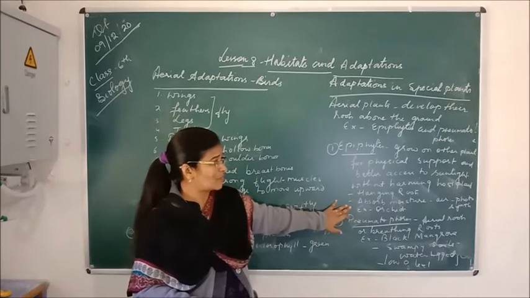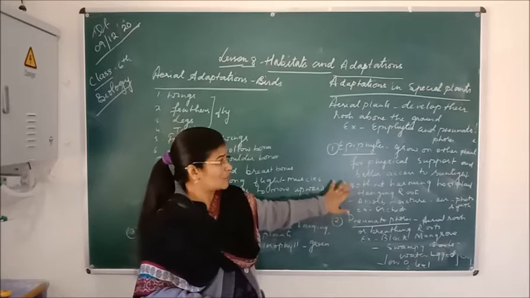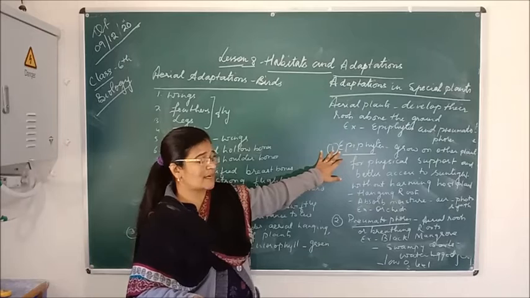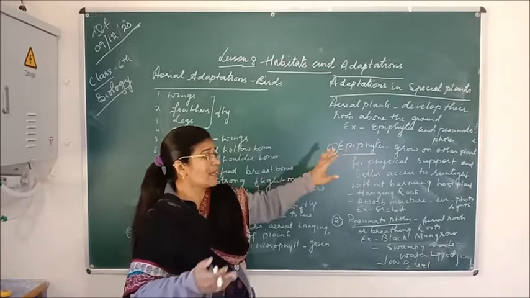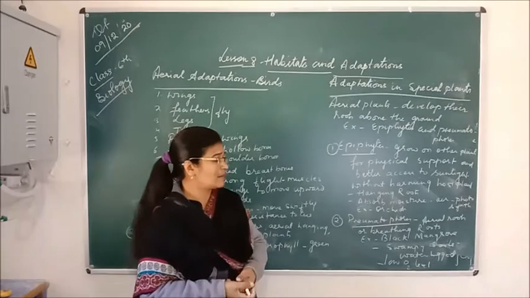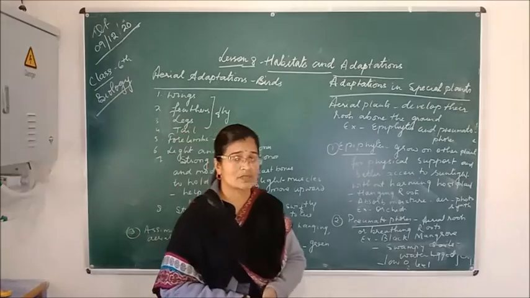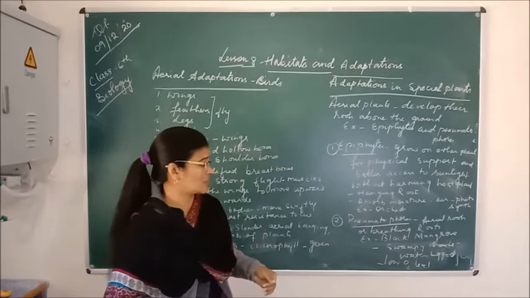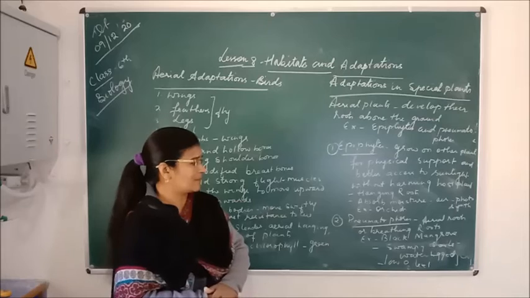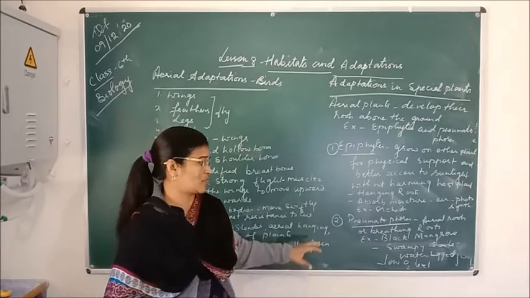An example of the epiphytes is orchids. So these are the plants which grow on the host plant for physical support and better access to sunlight, but they derive their nutrition from the moisture which they absorb, and then they do the process of photosynthesis, like orchids. Now another type of aerial plants are those which have pneumatophores.